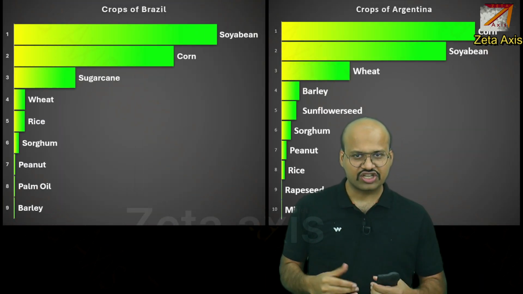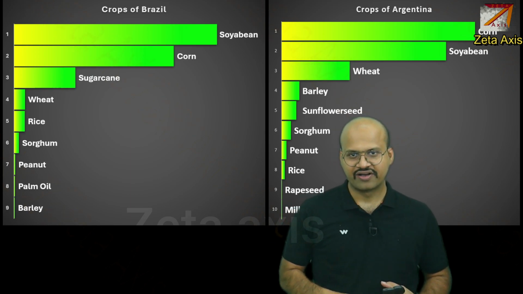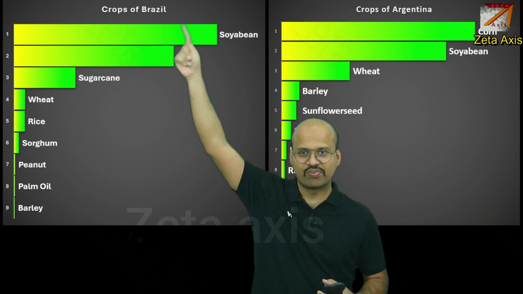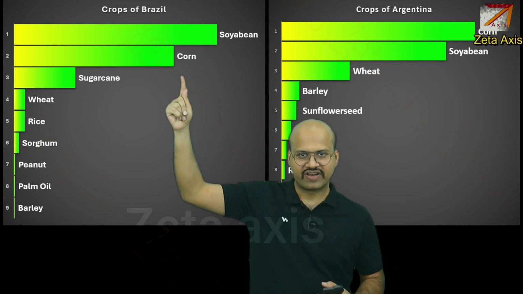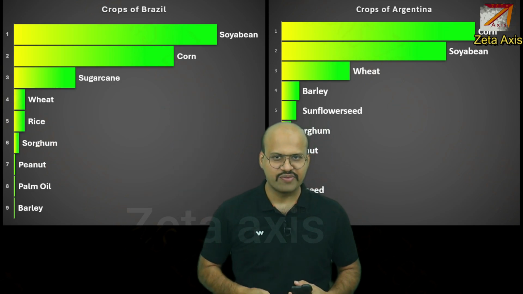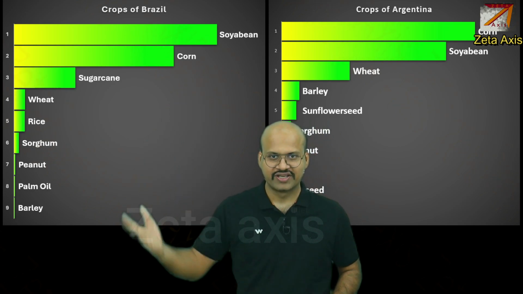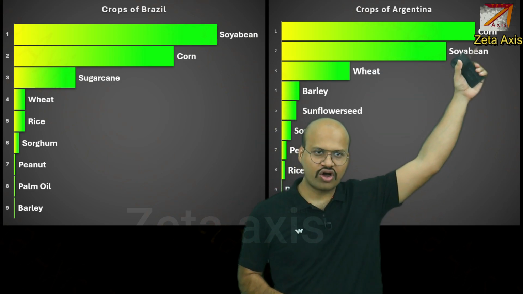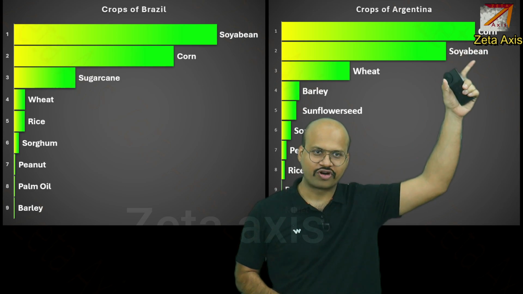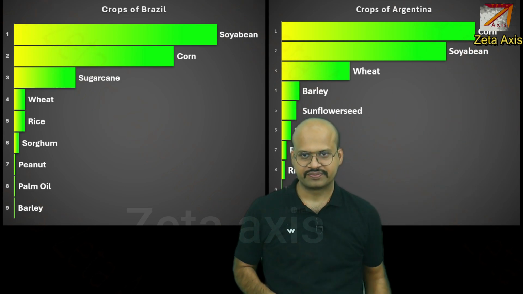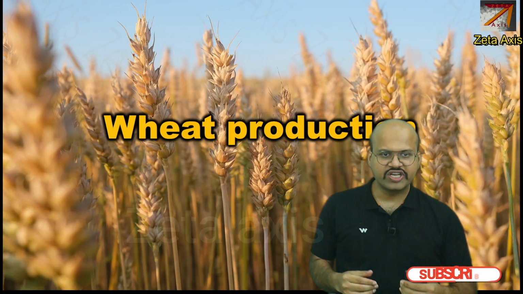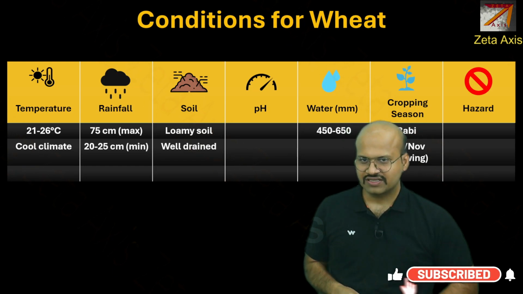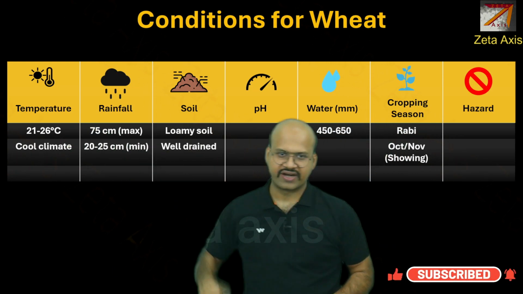So if we see the major crops of Brazil and Argentina, we can see that soybean is the most important crop of Brazil, as well as corn. Coffee is another important crop of Brazil. We have not included it here. Then we have the crops of Argentina, and we can see that corn is the most important crop of Argentina, followed by soybean and wheat.